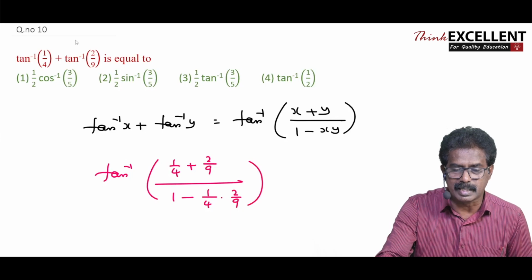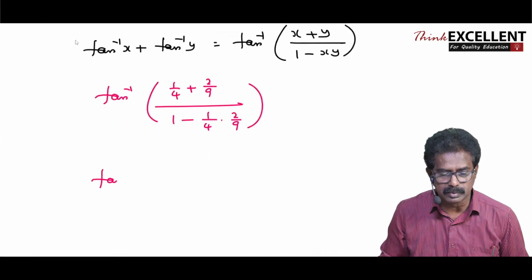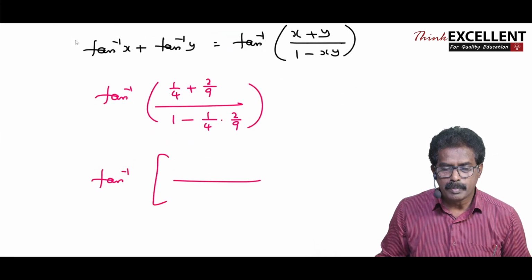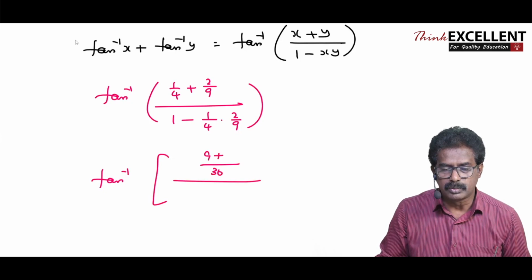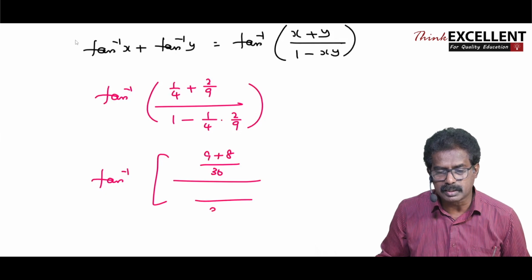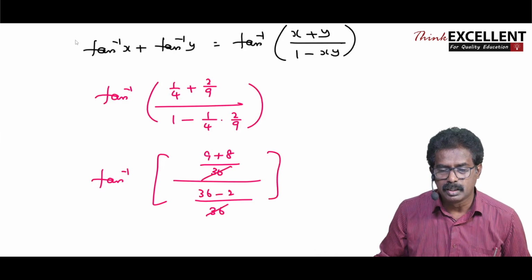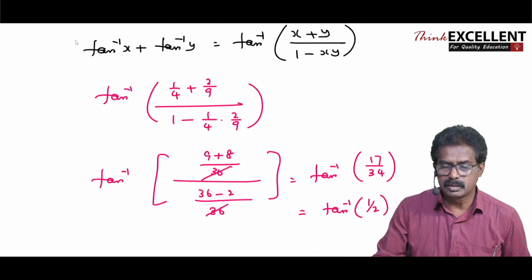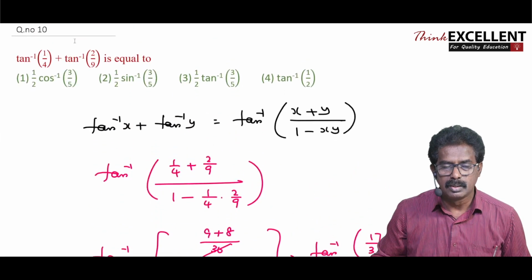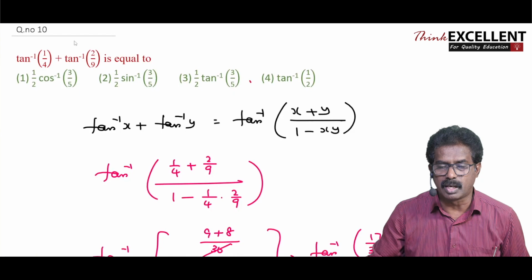Now just simple calculation, tan inverse. Numerator, you take LCM 36, so 9 into 1, 9, plus 4 twos are 8. Denominator also LCM 36, 36 into 1, 36, minus 1 into 2, 2. So 36 cancels, you are getting tan inverse 17 by 34. Simplify, tan inverse 1 by 2, correct? So 17 you cancel. So tan inverse 1 by 2, that is option number 4.